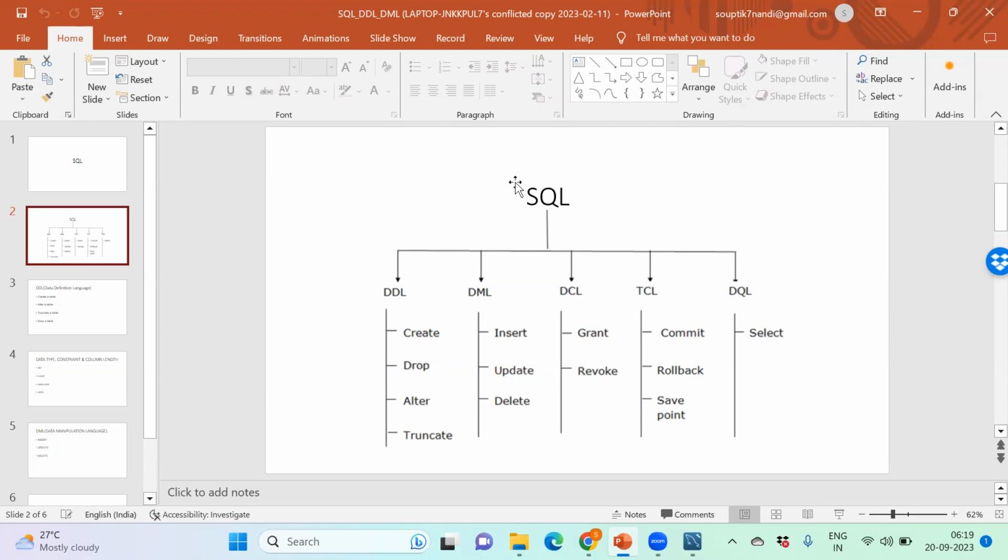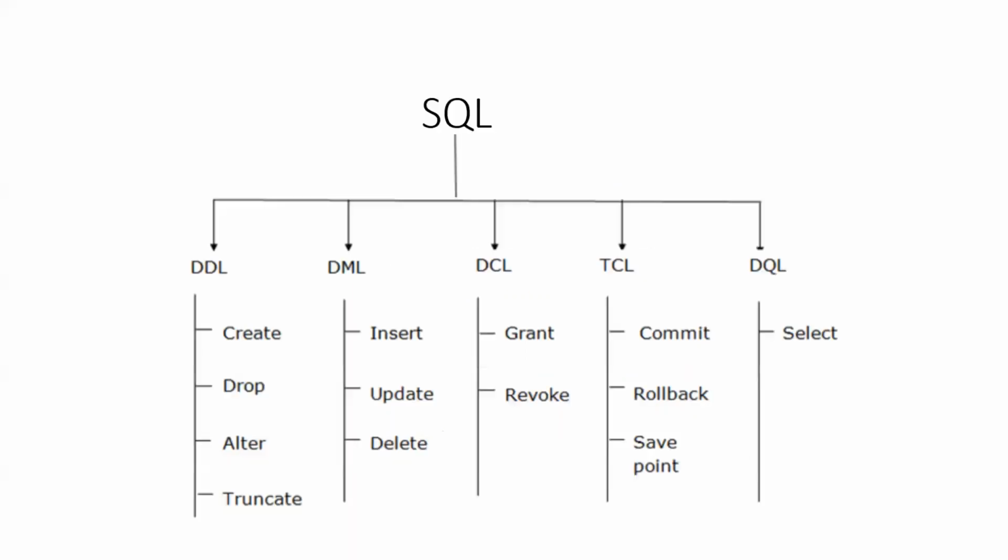If we segregate those languages, we can see there are 5 scopes, 5 different aspects. We are just dividing the SQL languages. Let me just maximize the screen. So there are DDL, DML, DCL, TCL, DQL. As of now, for today's class, we'll be focusing on DDL and DML.